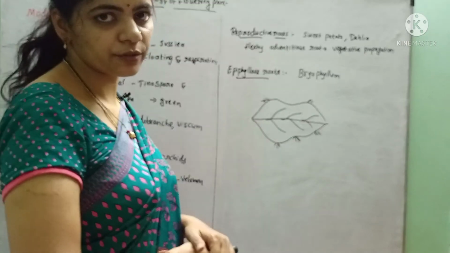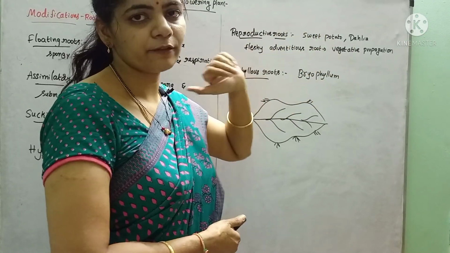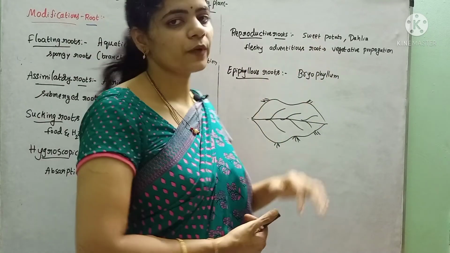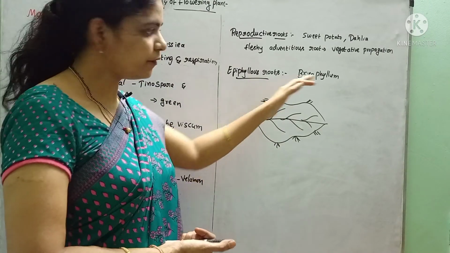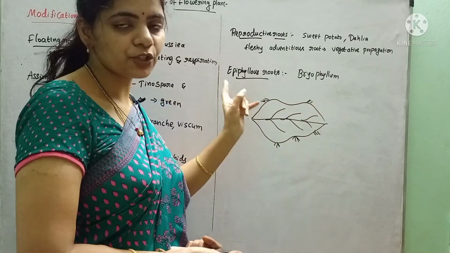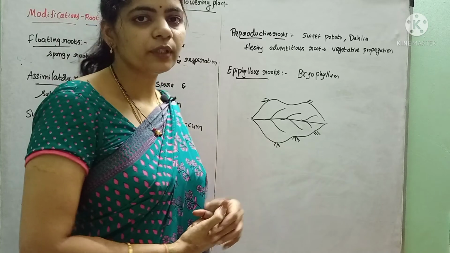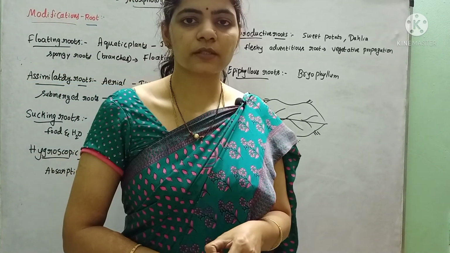Next one is the reproductive roots. Reproductive roots are nothing but roots which are helpful in vegetative propagation and develop into a new plant, as seen in sweet potato and dahlia. And the other one is epiphyllous roots. Epiphyllous roots are seen in Bryophyllum, where the margins of the leaf lamina develop a root system, which is helpful in vegetative propagation. These are the modifications of the root system.